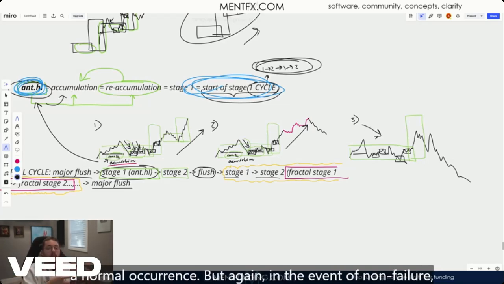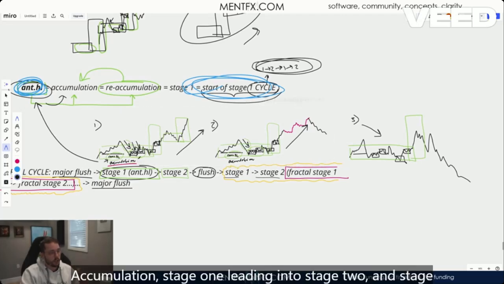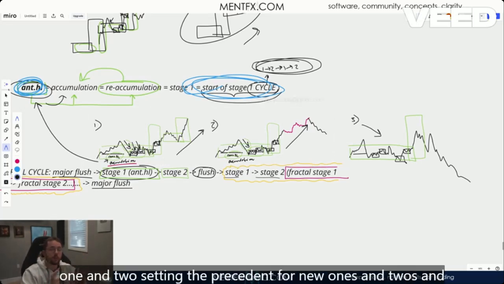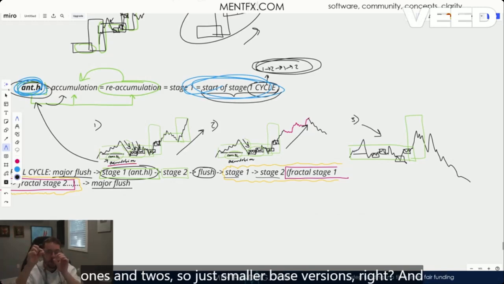But again, in the event of non-failure, in the event of trend continuity or trend continuation, in the event of continuous accumulation, what you end up getting is basically a variant of these right here, right? Accumulation, stage one leading into stage two. And stage one and two setting the precedent for new ones and twos and ones and twos and ones and twos. Or fractal ones and twos. So just smaller base versions, right?